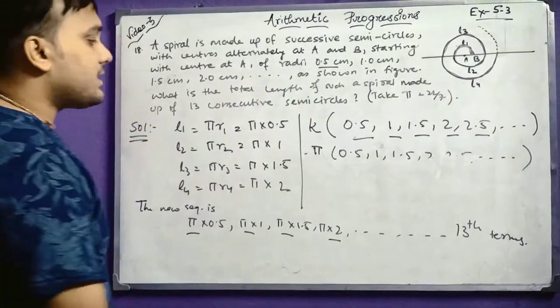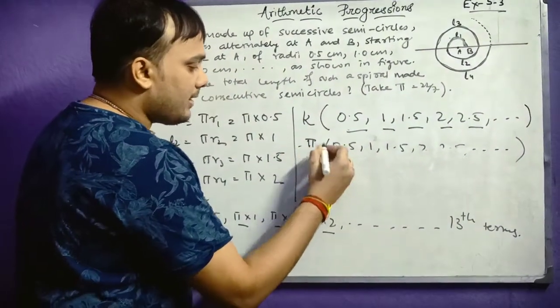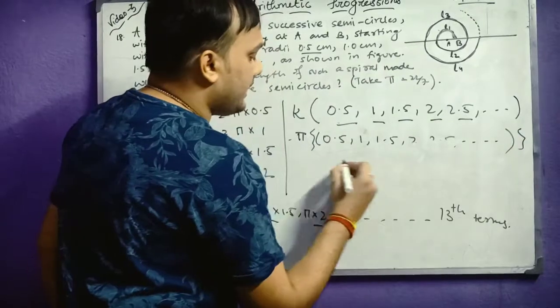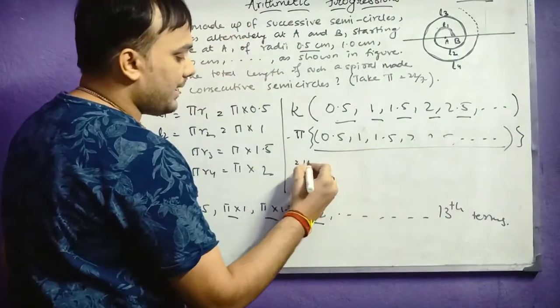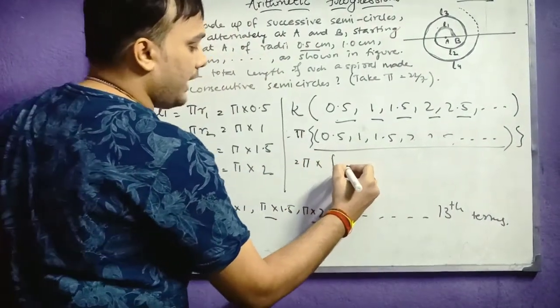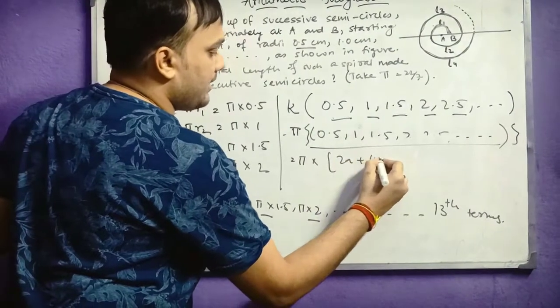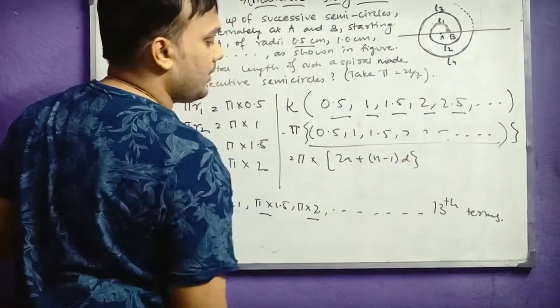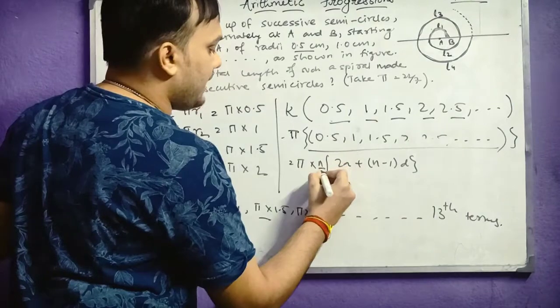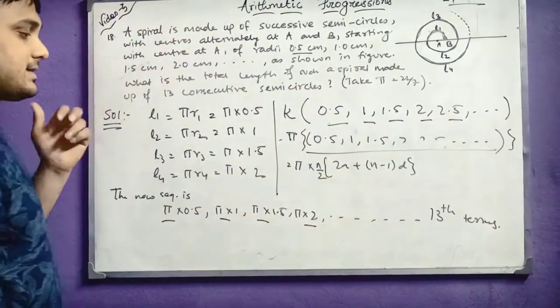So let us find it. Let pi be common. So you can see this is an AP. Let us find the value of this. So it will be pi into how much? Pi into n by 2 into 2a plus n minus 1 into d.